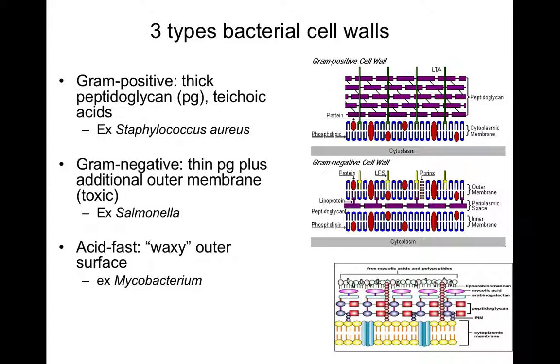The waxy wall makes these bacteria slow growing, and that slows down diagnosis. It slows down antibiotic sensitivity testing. And furthermore, this waxy wall makes it really, really hard for cells of our immune system, our phagocytes, to destroy the acid-fast bacteria. So an abbreviation you'll see in describing acid-fast bacteria is AFBs, AFB, acid-fast bacteria. And our two examples again are Mycobacterium tuberculosis and Mycobacterium leprae.